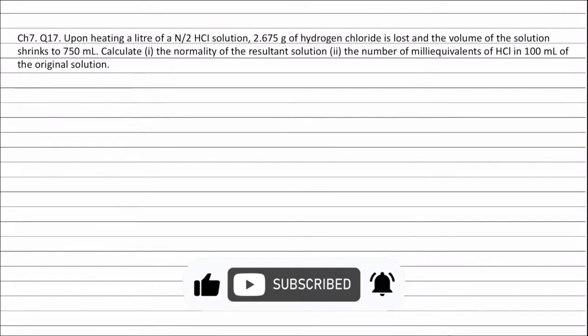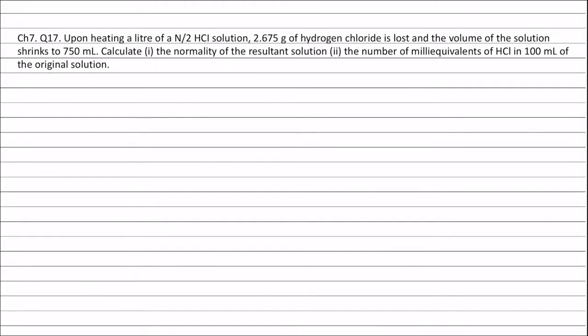Question 17. Upon heating a liter of a N/2 HCl solution, 2.675 gram of hydrogen chloride is lost and the volume of the solution shrinks to 750 milliliter. Calculate first the normality of the resultant solution, second the number of milliequivalents of HCl in 100 milliliter of the original solution. Volume of the original solution, let it be V1, is equal to 1 liter. Normality of the original solution, let it be N1, is equal to 1 by 2 N. Volume of the final solution is 750 milliliter.